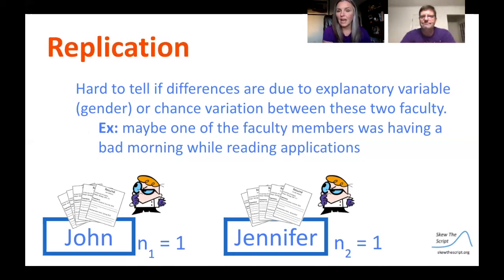Right. And so the example here is like, what if maybe one of the faculty members was having a bad morning while reading the application? Well, now you got all his anger at his bad morning dumping all over the experiment. So you really need to have multiple eyes on it. Or doesn't have to be eyes on it. Of course, there's lots of things we could do, but multiple, in this case, faculty members, so that we know that it's not chance, right? Anything can happen once.